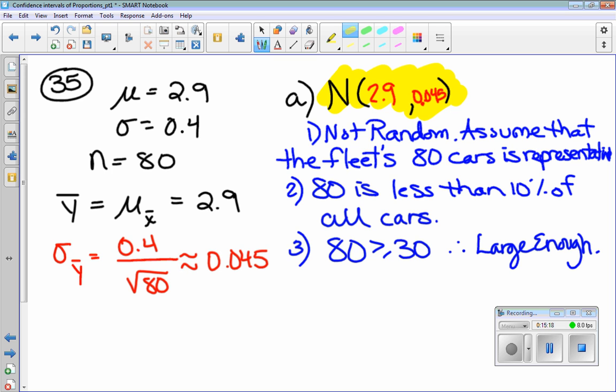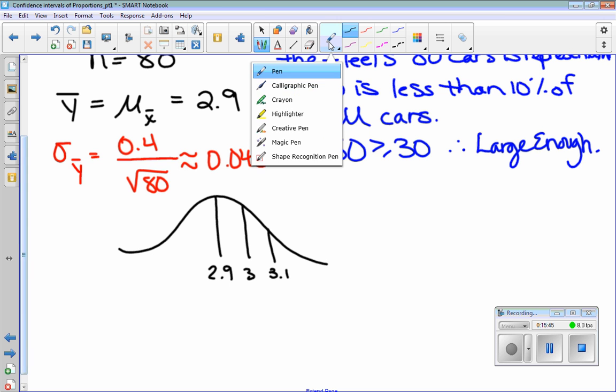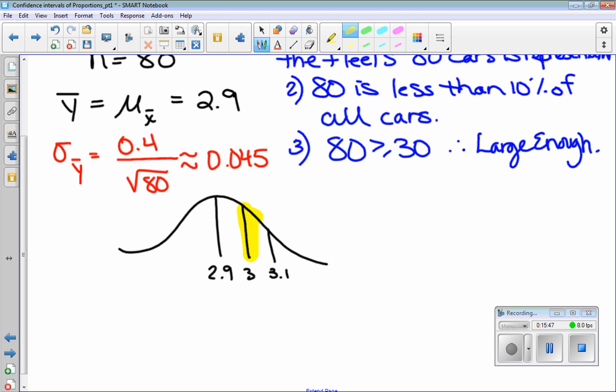Okay? All right, if we keep going, part B says, what number are we even doing? 35. Okay, sorry. Part B says, estimate the probability that the mean is between 3 and 3.1. Okay? So what we want to do here is put our mean of 2.9. But we actually think it's between 3 and 3.1. So we're actually looking at that. Would you agree?